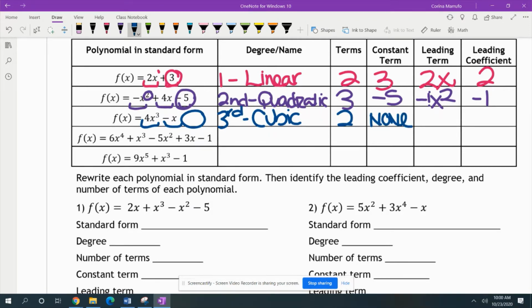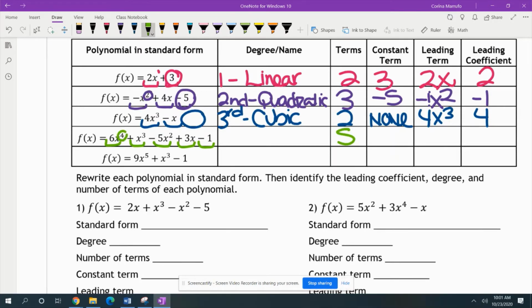Okay, the leading term, the one that's in the front, is 4x to the 3rd power. And then from there, the leading coefficient, which is a number in the very front, is 4. Then we move to the next one. We have 6x to the 4th power plus x cubed minus 5x squared plus 3x minus 1. Okay, so this one we have 1, 2, 3, 4, and 5. So it has 5 terms.